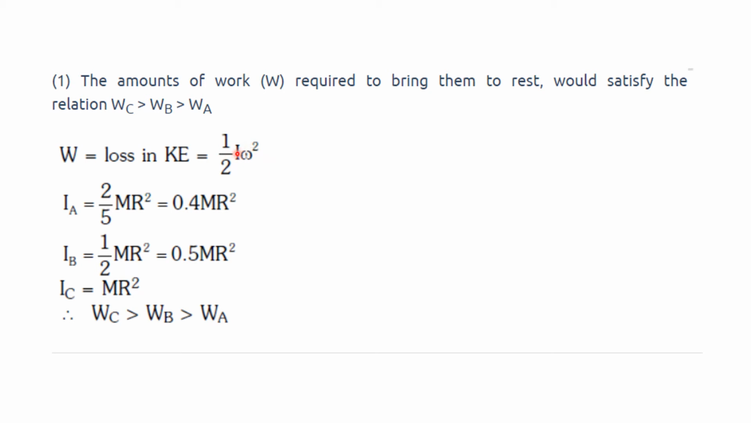For I, we know omega is constant, so we can say W is directly proportional to I. So putting in the values, IA is 2 by 5 mr square, that is 0.4 mr square, IB is 0.5 mr square, and IC is mr square. As I said, from this equation we can say that W is directly proportional to I, as omega is constant. Hence, from this relation we can see that IA, IB, IC are in increasing order.